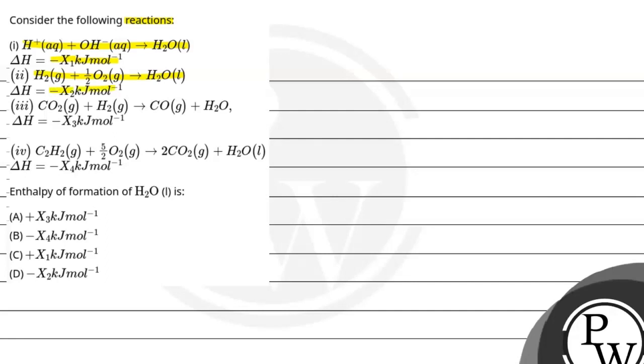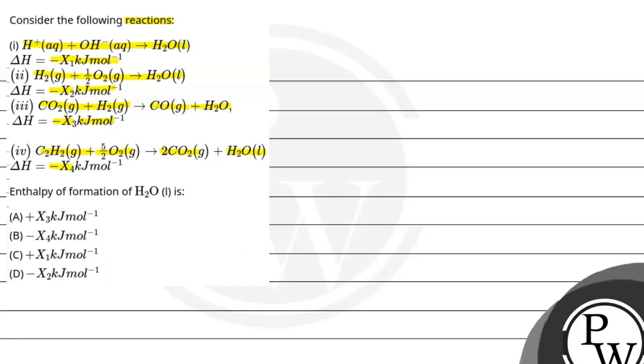Third reaction is CO2 gas reacts with H2 gas to form CO gas plus H2O. The enthalpy change for this reaction is minus X3 kilojoule per mole. The fourth reaction is C2H2 gas reacts with 5O2 gas to form 2CO2 gas plus H2O liquid. The enthalpy change for this is X4 kilojoule per mole.